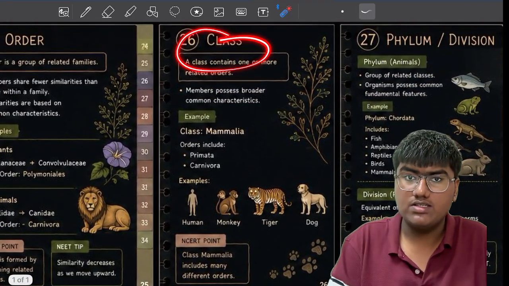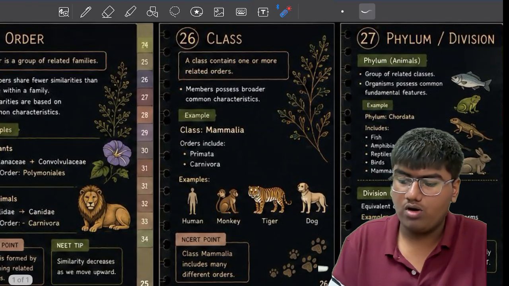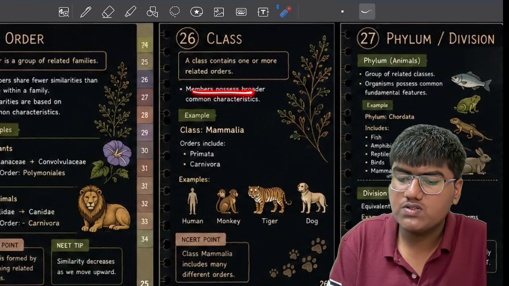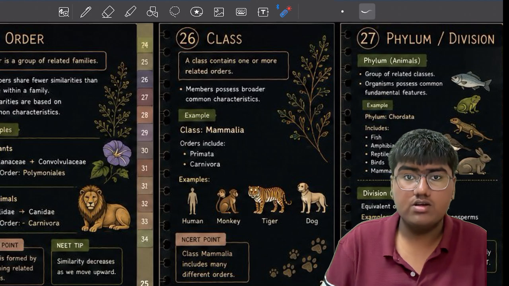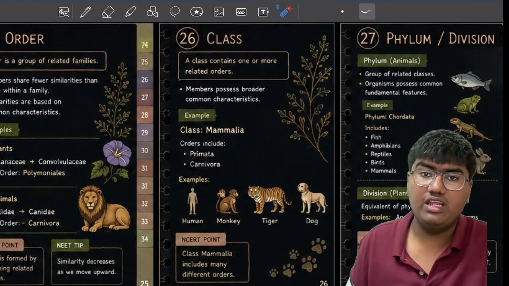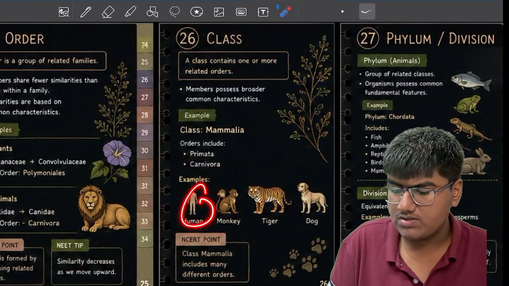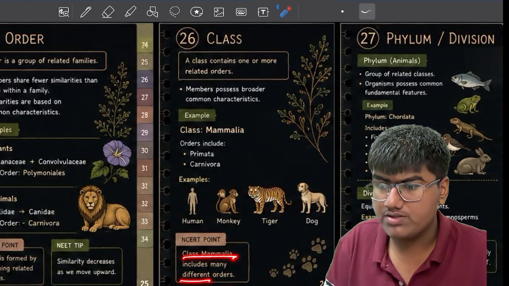Next comes class. The class contains one or more related orders. Members possess broader common characters here. An example is Mammalia, which includes Primata, Carnivora, and many other orders. Humans, monkeys, tiger, and dog. Class Mammalia includes different orders.